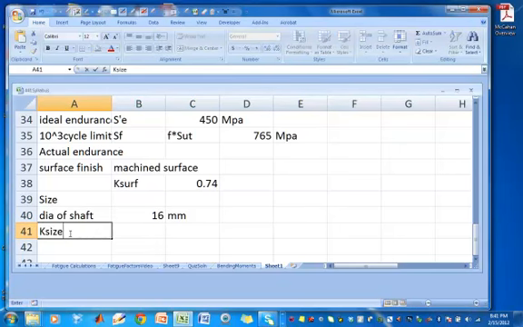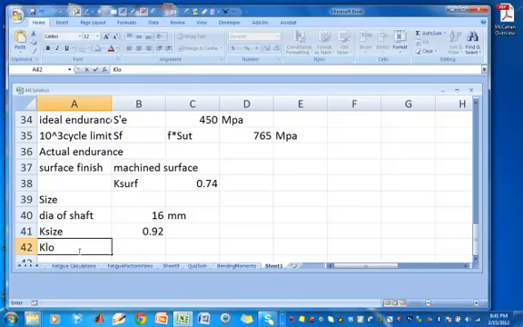Okay, size. This is for bending. We are expecting bending, right? So we can just try out for bending, because the alternating load is just pure bending. So if I look at the K size for this, it is 0.92. Generally speaking, you won't go much wrong with it.